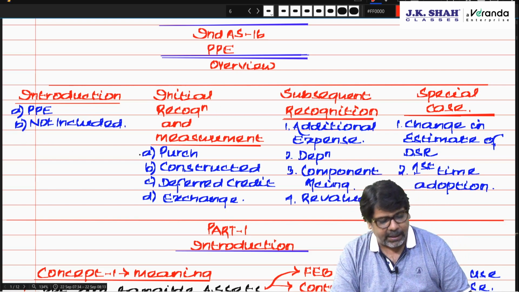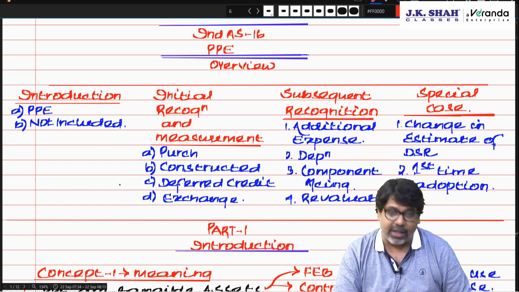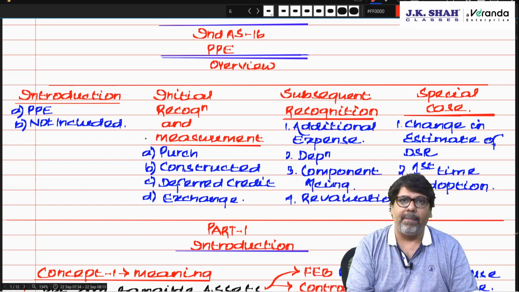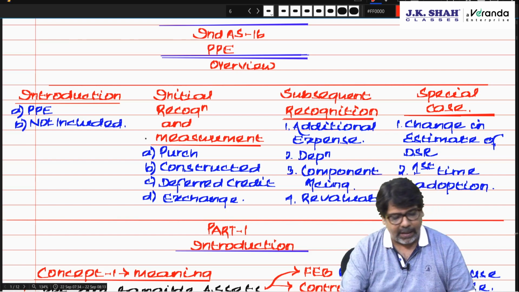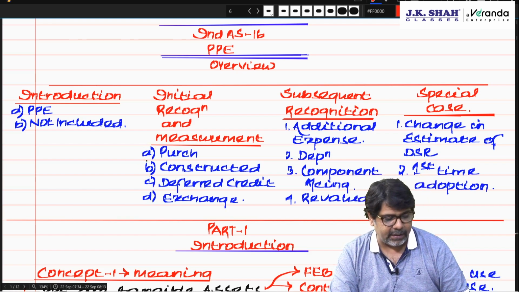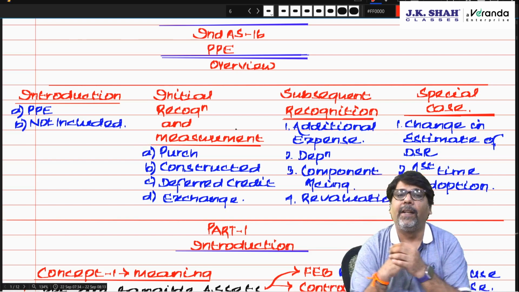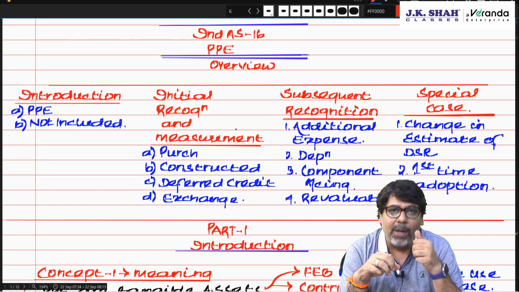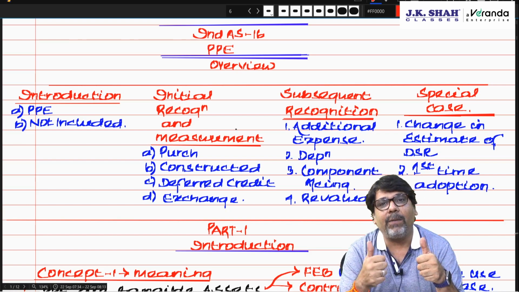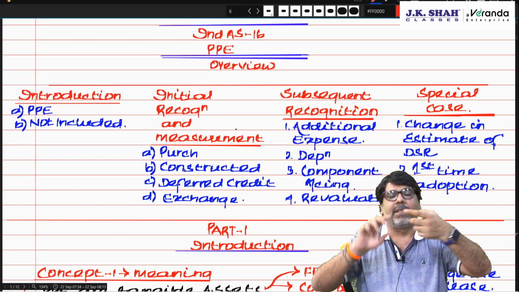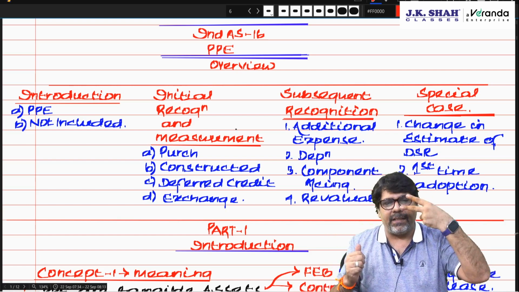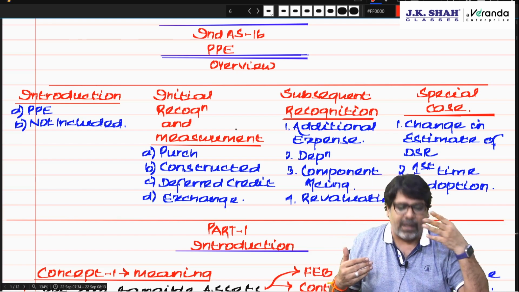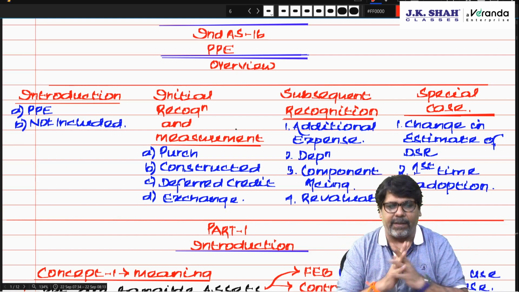We would deal with purchase, construction, deferred credit and exchange. If the asset is acquired by cash, by deferred credit, by exchange, or we have constructed the asset, that is known as initial recognition, correct? So initial recognition and measurement means when we acquire the asset for the first time, what journal entries are to be passed and at what amount it should be recorded. There are four situations. First, we have purchased the asset for cash. Second, we have constructed the asset. Third, we have exchanged the asset. And fourth, we have purchased the asset on deferred credit.